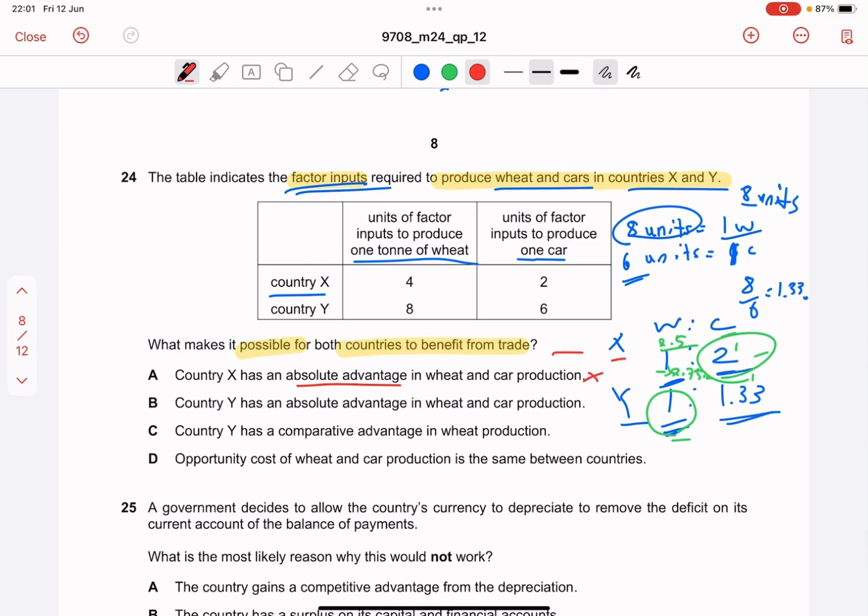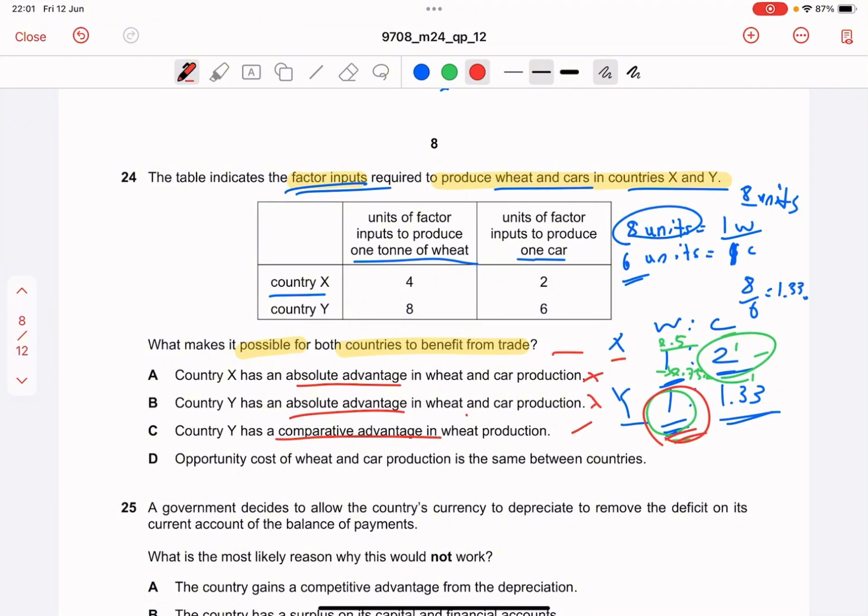Now, country Y has an absolute advantage in wheat and car production. That is also not true. Y does not have an absolute advantage in either, because neither of these values are greater than either of these values. So that's wrong as well. Just cross that off. The third one says country Y has a comparative advantage in wheat production. You know what? That's true. We've already proven it. So we'll keep that answer in mind.